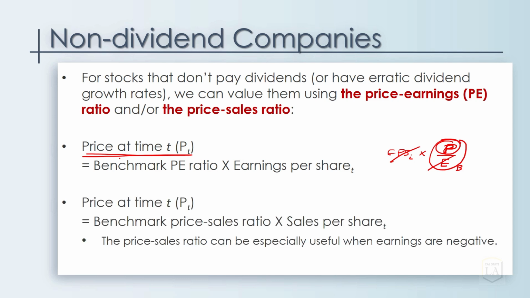Same logic can be used with the price to sales ratio. So the benchmark price to sales ratio times the firm's current sales per share would give us the expected price level of that firm. Then when do we use price to earnings and when do we use price to sales? A lot of times the price to earnings ratio would be more popular, but the price to sales ratio can be especially useful when earnings are negative. If earnings were negative for that firm, then your price will turn out to be negative, which doesn't make any sense. So if that were the case, you would go with the price to sales ratio.